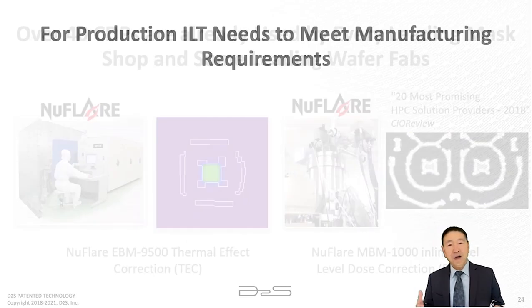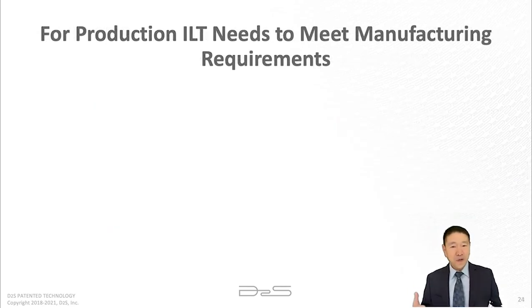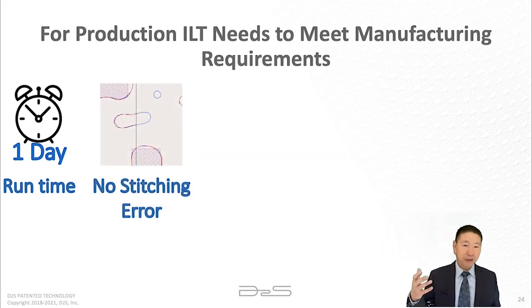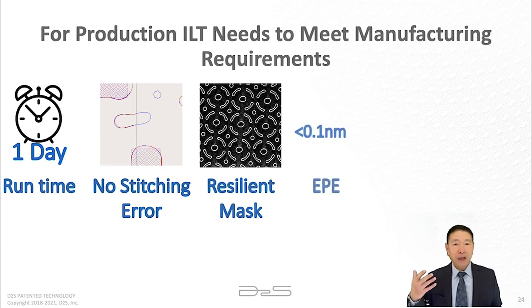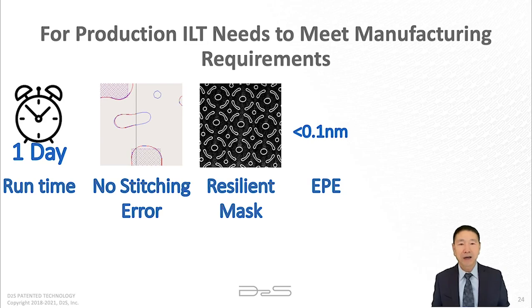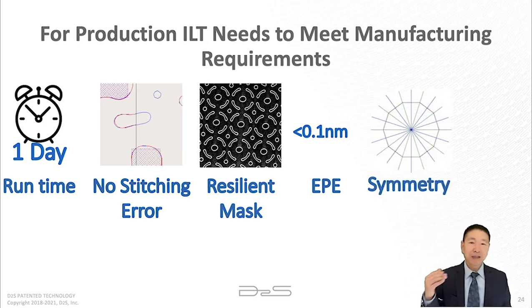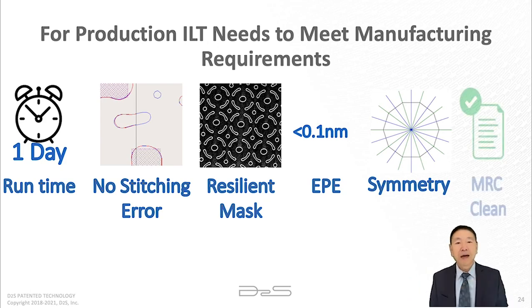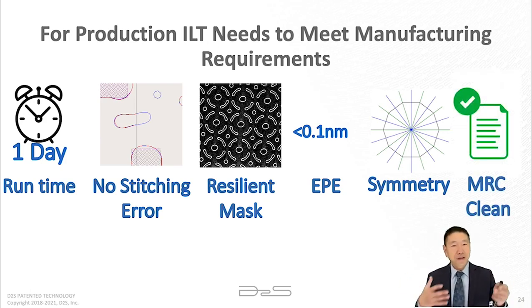Now let's talk about production ILT, what is required. There are many requirements from wafer fabs. For example, the runtime has to be fast, either 1 day or a couple of days, and no stitching errors for sure. The mask has to be resilient, and you also have to meet the EPE requirement. So this is not just SRAF generation, it can replace the entire OPC. And they also care about symmetry. If the original pattern is symmetric, the solution had better be symmetric. And it also has to be MRC clean, meeting the mask rules.